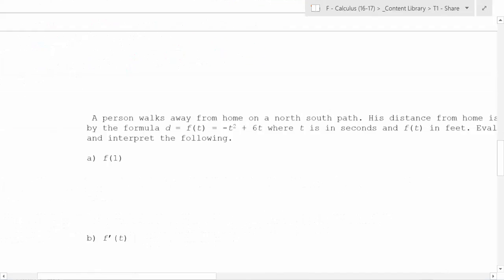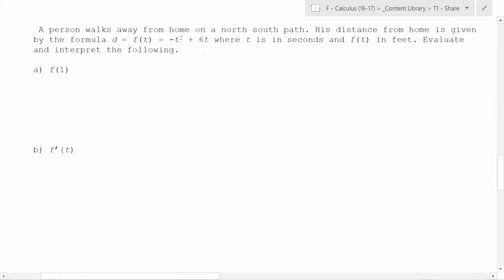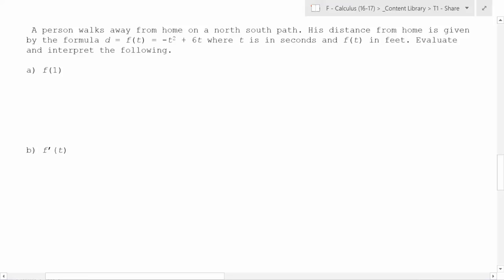Okay, so let's talk about this one. A person walks away from home on a north-south path. His distance from home is given by the formula f of t is negative t squared plus 6t, where t is seconds and f of t is in feet. Evaluate and interpret the following. What does f of 1 mean? So f means his distance from what? Distance from home.